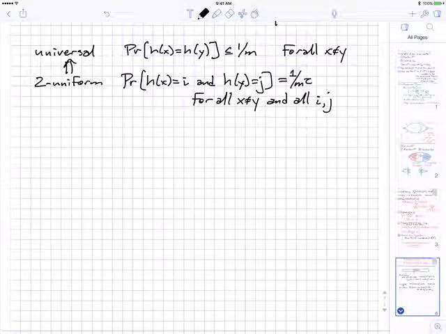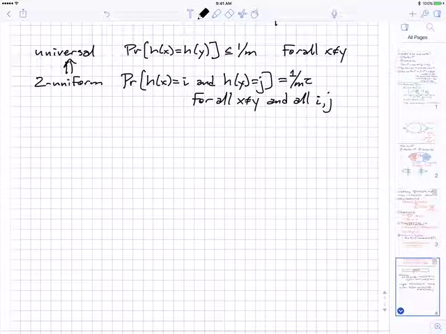So the second condition implies the first, right? There are m different ways of getting a collision. I can get a collision at address 1, a collision at address 2, a collision at address 3. If the hash function is chosen from a 2 uniform family, each of those choices has probability 1 over m squared. And so summing up those m choices, I get an overall probability 1 over m per collision. But it's a one-way implication. The opposite implication is not true. So there are universal families of hash functions that are not 2 uniform.